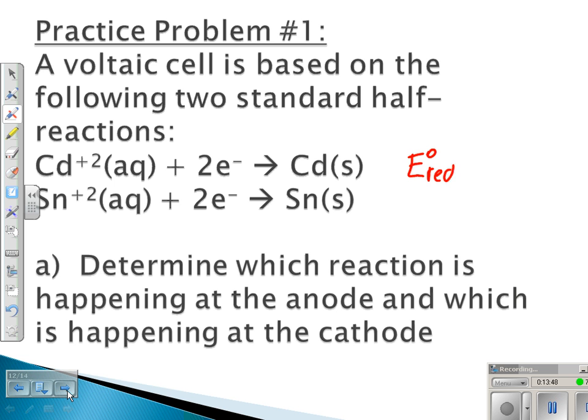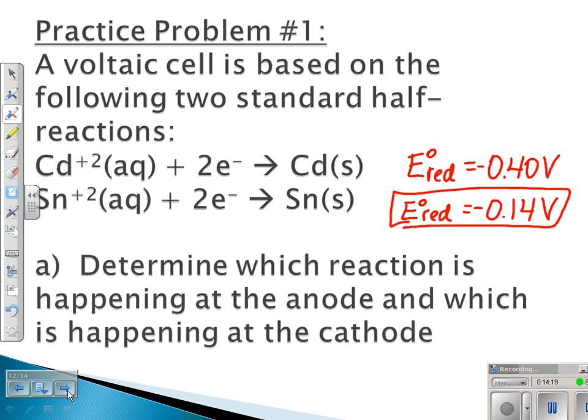So we're going to look up the reduction potentials for both of them. And those reduction potentials are going to allow us to figure out which one really will be reduced. If you look up cadmium, make sure you find the right cadmium with the right charge. The reduction potential value is negative 0.4 volts. And for Sn plus 2, the reduction potential value is negative 0.14 volts. So the one that is more positive is the one that will be reduced. Now they're both negative, but one is more positive than the other. So this one here is more positive, so this is the one that is going to be reduced. Therefore, this one is the one that is going to be oxidized.